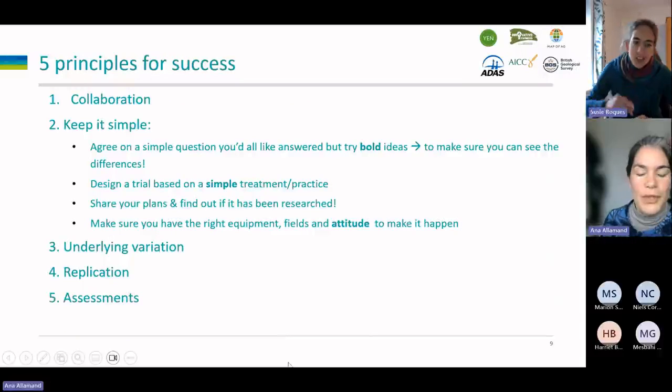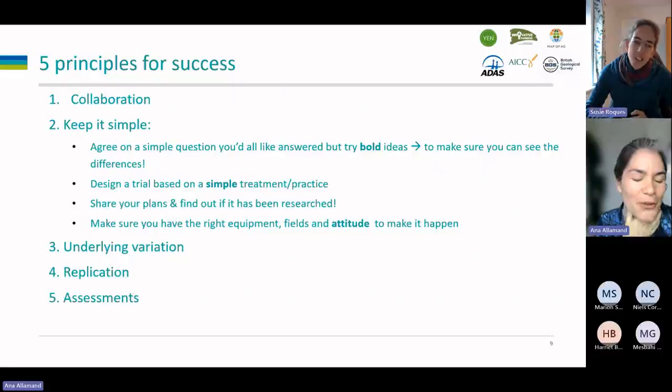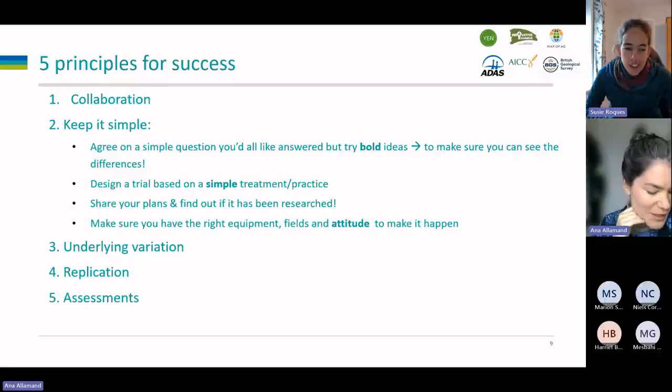We haven't got that. Got it. I'll just talk through the other ones. So the other two are more examples that you're going to talk about further. Yeah. But if you want to give a wee flavour of the underlying variation, replication, and assessments. I couldn't remember what the other slides we had were.